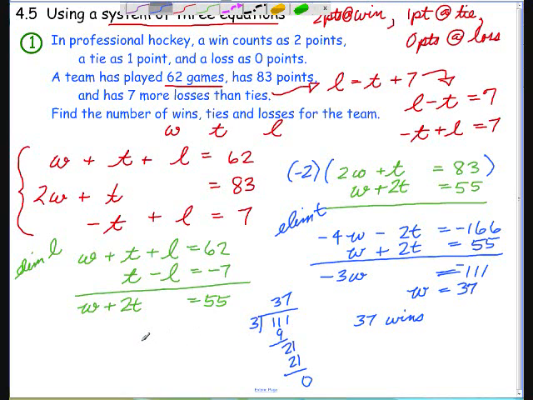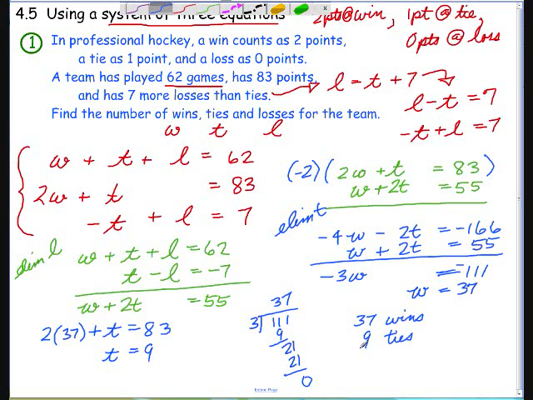Now I have to figure out how many ties I have. So why don't I use this equation right here, which says 2 times the number of wins, 37, plus the number of ties equals 83. 2 times 37 is what? 74. So I'm going to subtract 74 from both sides. Subtracting 74 from 83 gives me 9, doesn't it? So I have 9 ties.